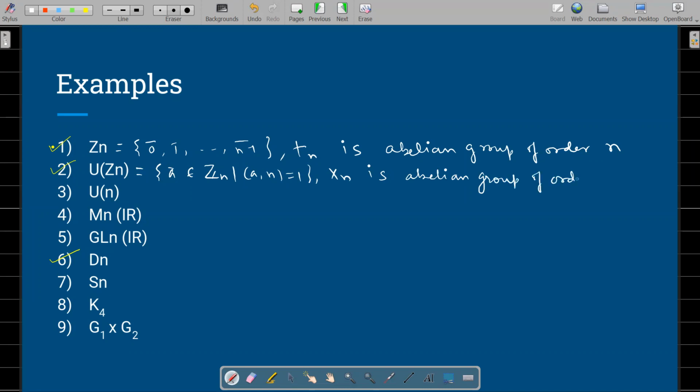Now, how many elements have GCD 1? That number is denoted by Euler's phi function, phi of n. So the number of elements is denoted by phi, and that's called Euler's phi function. Okay, so you can take, say, U of Z6, form tables and verify yourself that it forms a group.